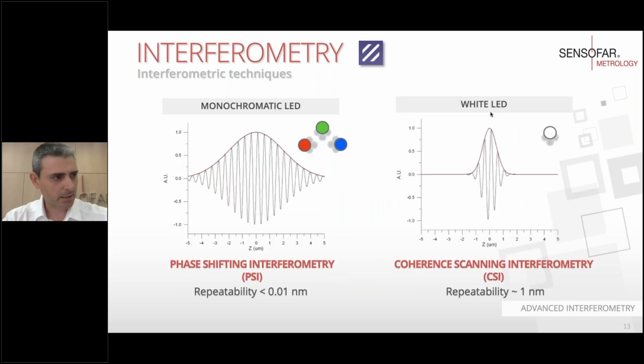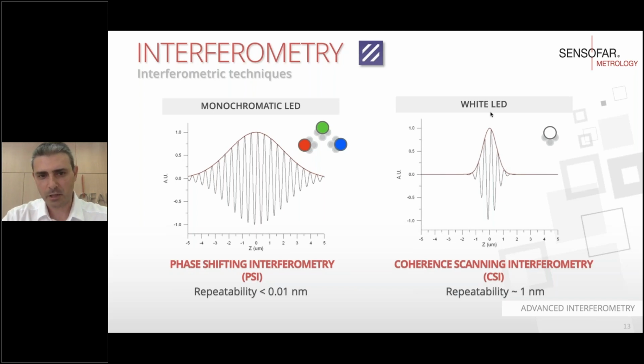So I will explain this later on the following slides. On the LEDs, these are the two main properties we use to perform phase shifting or coherence scanning interferometry. If you use a monochromatic LED, there is a property called the coherence length, which is how far you can displace the reference mirror and the sample you are measuring from each other and still have interferometry properties. If the two mirrors are too far away from each other, the contrast of the interference diminishes, and you don't see them.